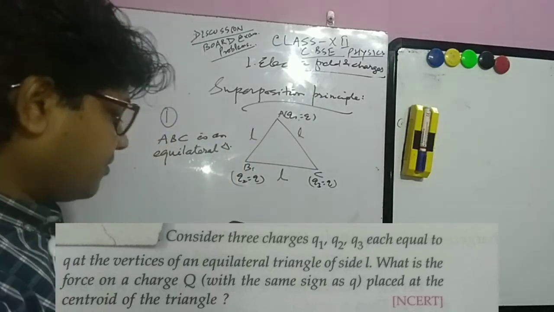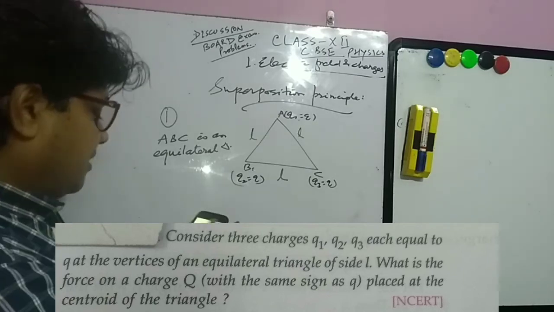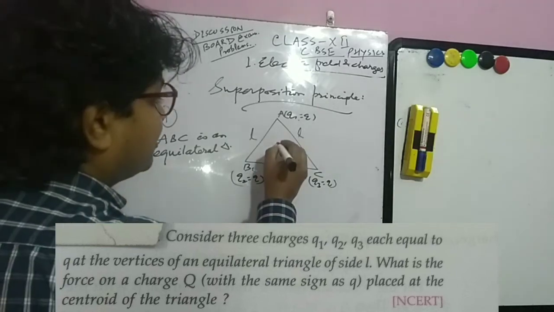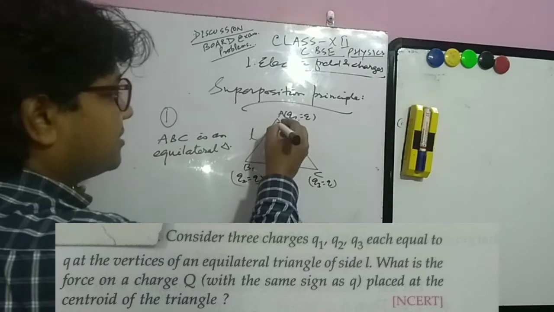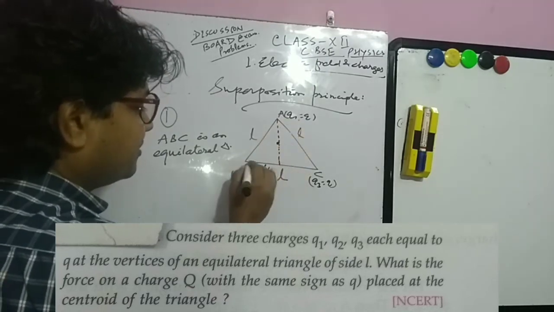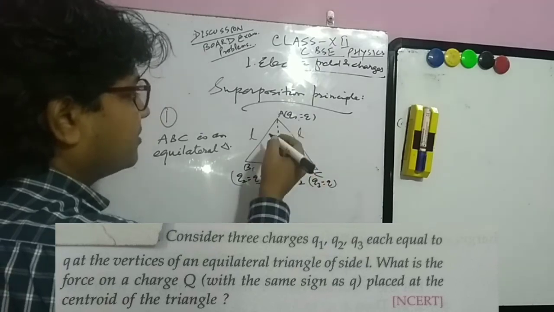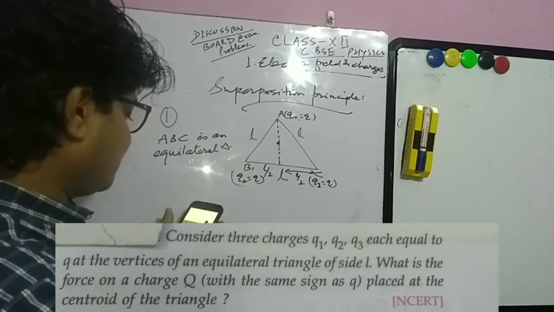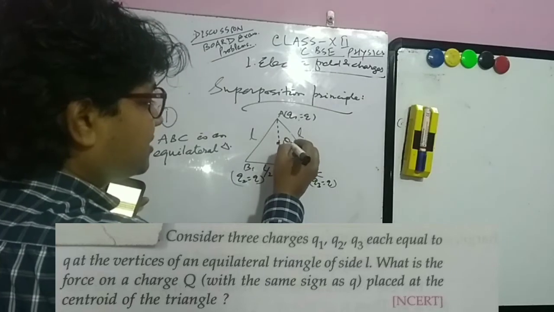So what is the force on a charge Q with the same size placed at the centroid of the triangle? This is the centroid, right? Centroid of the triangle. It means this is L by 2, right? And it is L by 2, right? So what is the force on a charge Q with the same sign? So this is the Q charge.